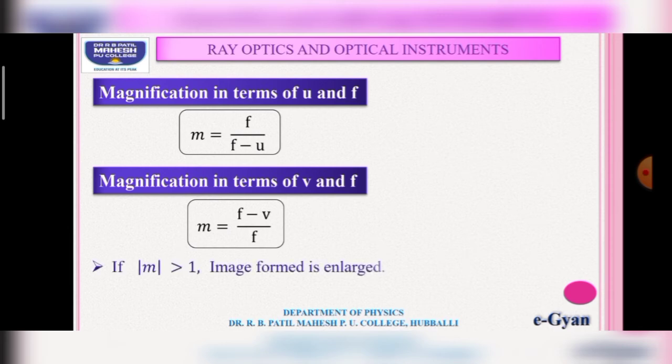Okay, if the magnitude of magnification is greater than 1, then the image formed is enlarged. That means the image formed will be larger than the object. If the magnitude of magnification is less than 1, the image formed is diminished. That is, the size of the image will be smaller than the size of the object.